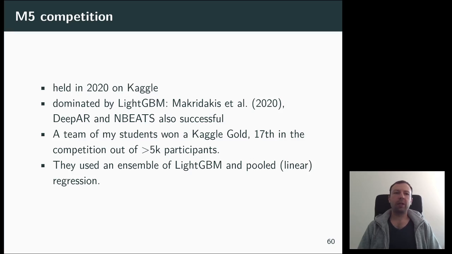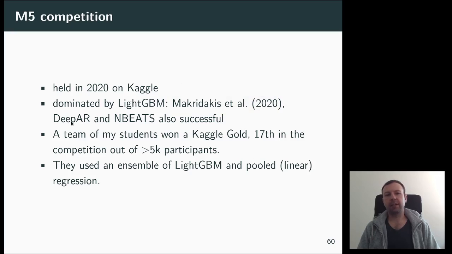And then consequently, the M5 competition that was held this year in 2020 on Kaggle, it was a data set from Walmart about retail forecasting, also like a couple thousand of series across different products and different stores. So that competition was heavily dominated just by LightGBM.